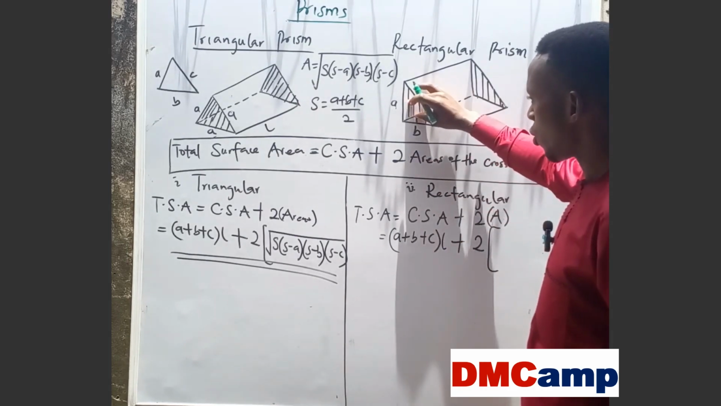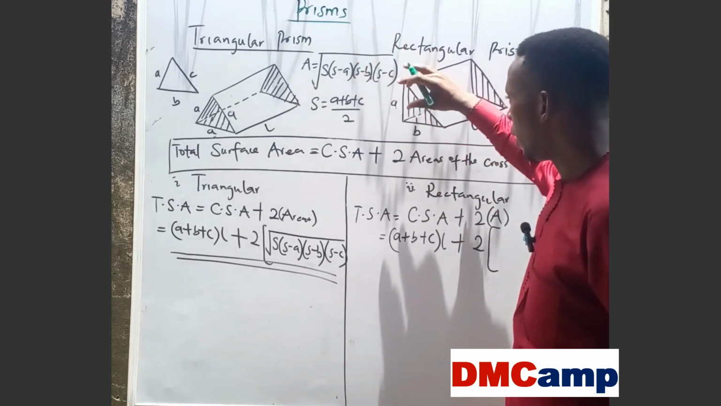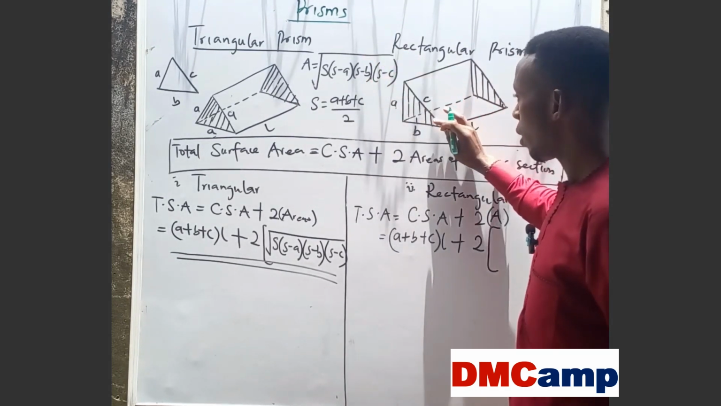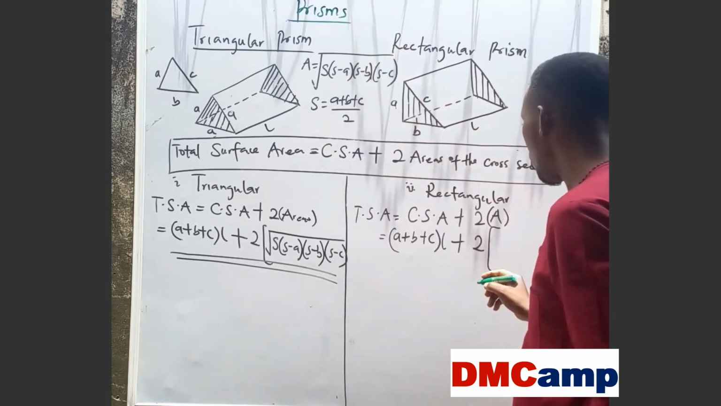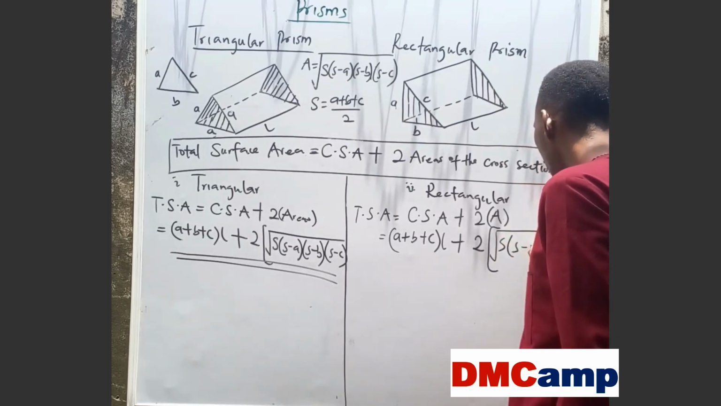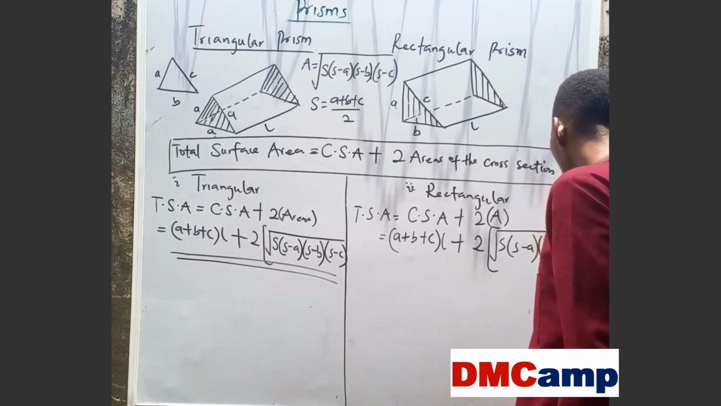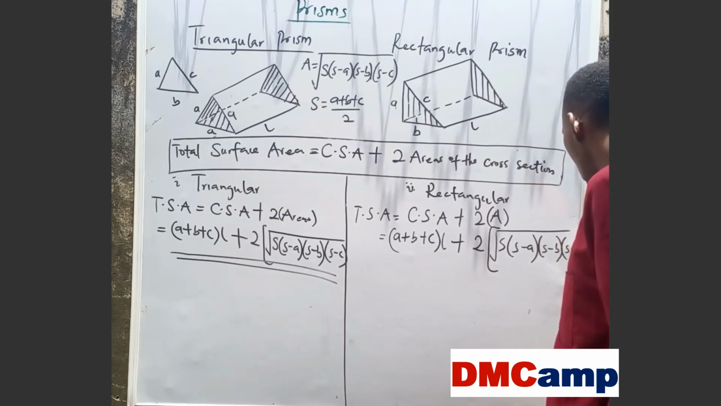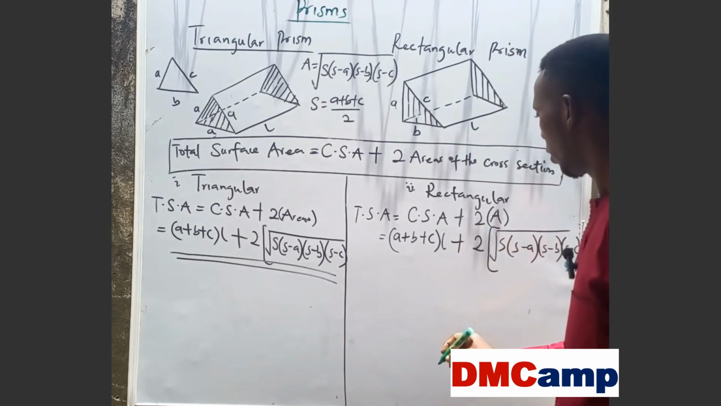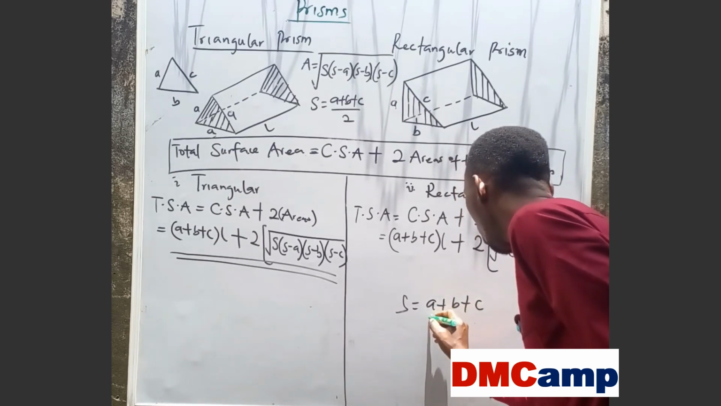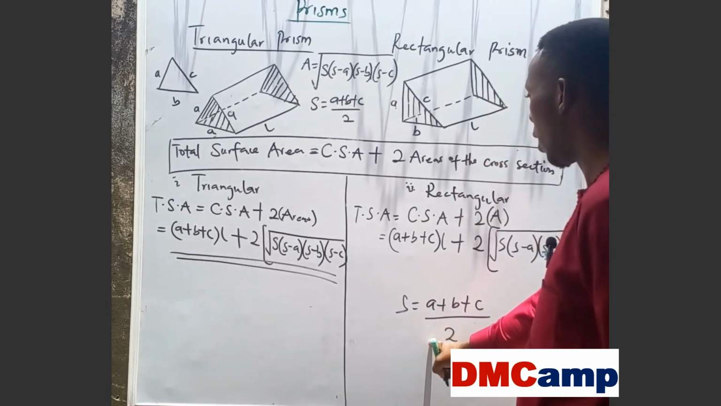Now, the area of this, use this to get the area of this. This is a right angle triangle. Since there is no angle given here, use this. So here you are going to have the root of S into S minus A, S minus B, then S minus C here. Don't forget, our S equals A plus B plus C over 2. That's how to get our S.